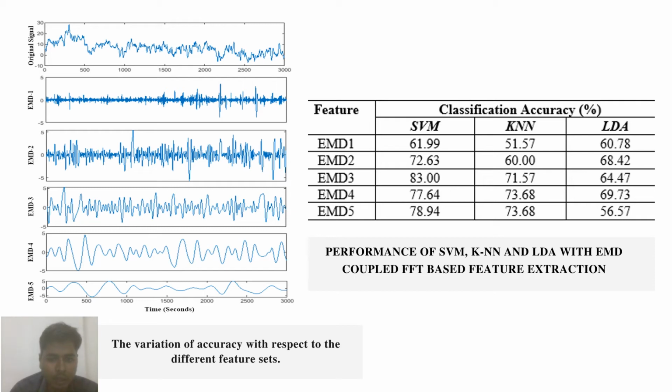The EMD4 and EMD5 obtain comparatively lower accuracy, which are 77.64% and 78.94% respectively. The reason behind the lower accuracy is supposed to be the large dimension feature set where some unnecessary features contribute to reducing the accuracy. In the case of KNN, the best accuracy was 73.68% with EMD4 and EMD5, whereas the highest accuracy of 69.73% was achieved in EMD4 in the case of LDA.